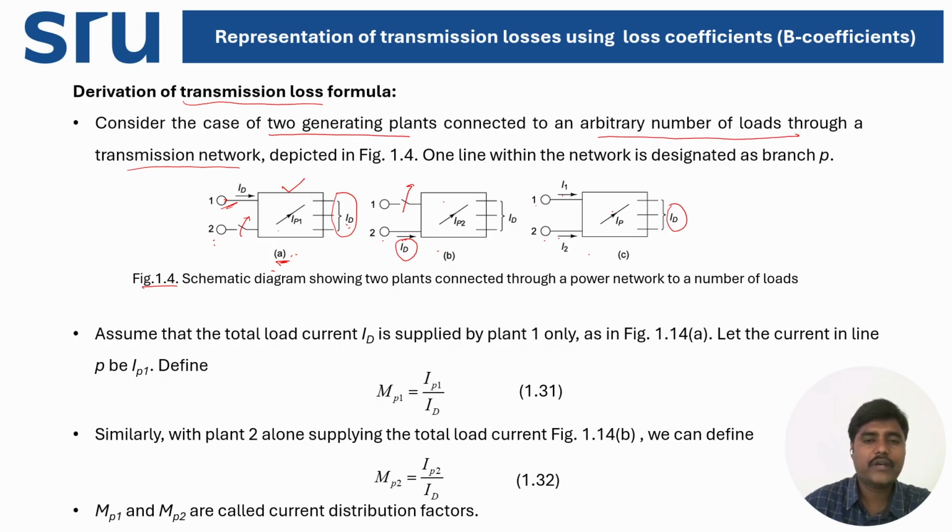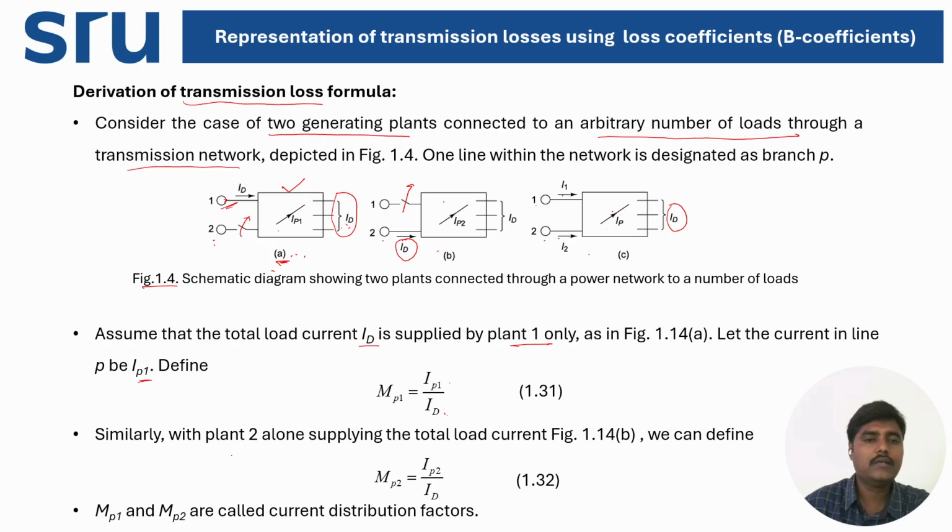So for the three different cases, you can express three different equations. In the first case, the total load current ID is supplied by plant 1 only. So the current flowing through this network can be represented as IP1. Now you can express the current distribution factor MP1 equal to IP1 by ID, where IP1 is the current flowing through this network and ID is the demand current.